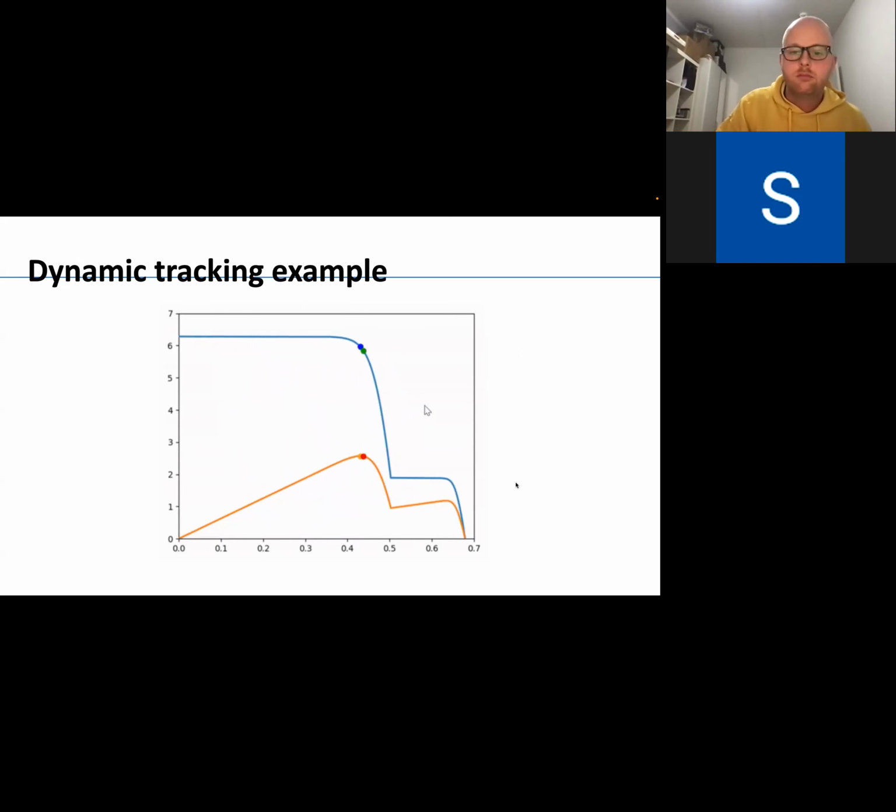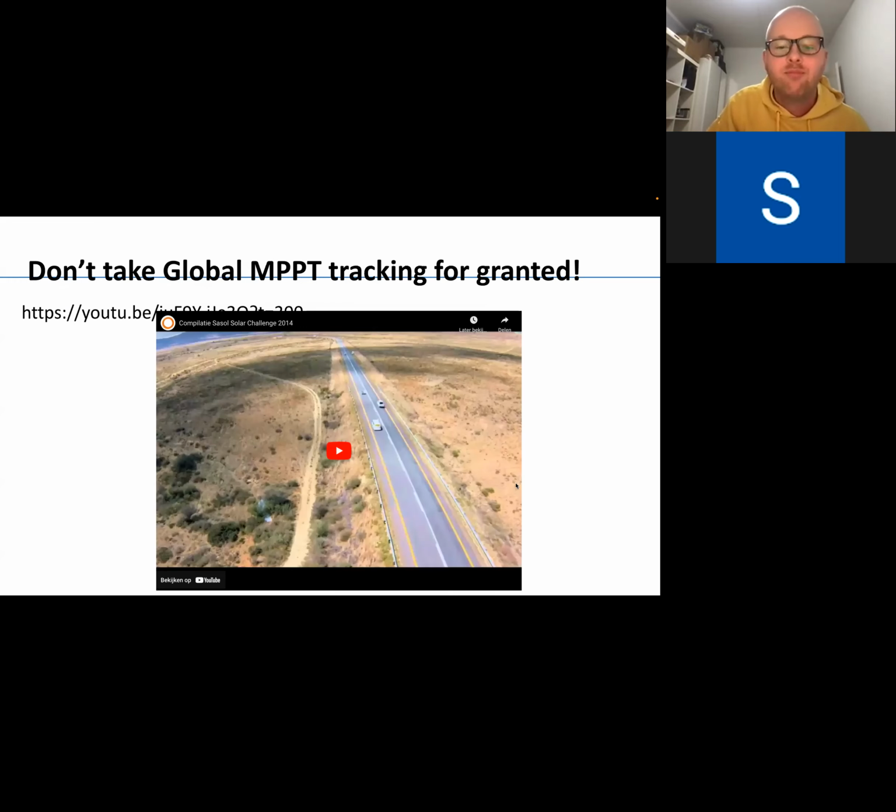What else? This was an example of Delft racing in Africa, and they had this one race day where they got a lot of shade on the array, and their tracking algorithm completely got out of control, and they had almost zero income, because they drove past all those trees on the side of the road and they made shade, and then the maximum power point trackers got confused. I'm not gonna play it because it takes too long. Or maybe now I am playing it. Let's see.